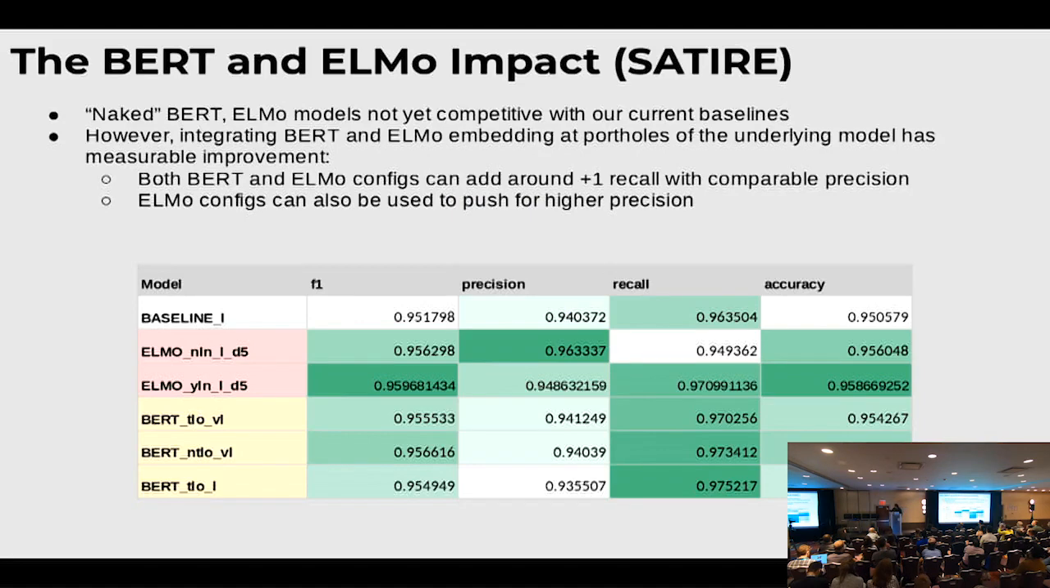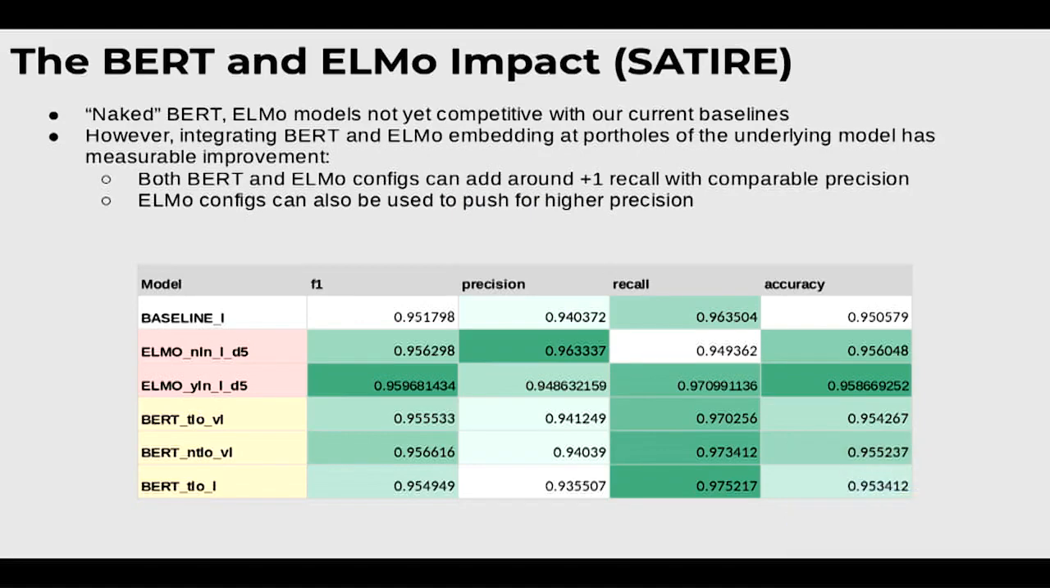So I have benchmarks for two of these. We have some other results for the other ones, but you see similar patterns. I just haven't finalized our best numbers yet. If you look at the naked BERT and ELMo models, where we don't use any of the other infrastructure, we just pull out a transformer or an ELMo, unfortunately that doesn't really beat baseline yet.